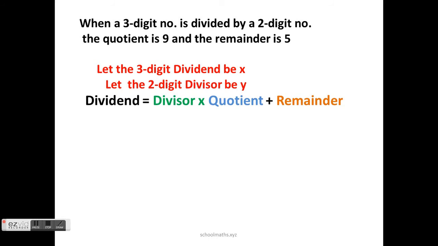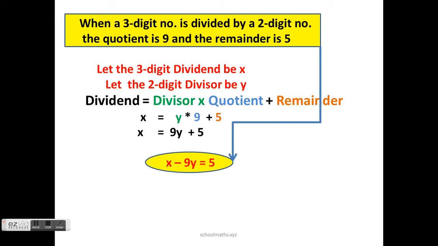Now we substitute the values. Dividend x equals divisor y into quotient 9 plus 5. We simplify. We bring the 9y to the left hand side. So whenever a statement comes, you should be able to change it into an equation.